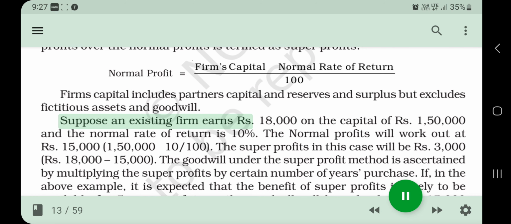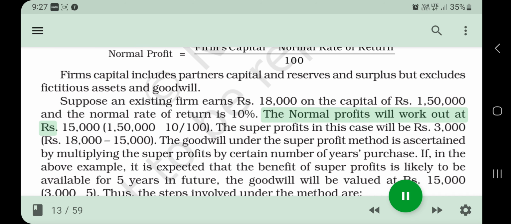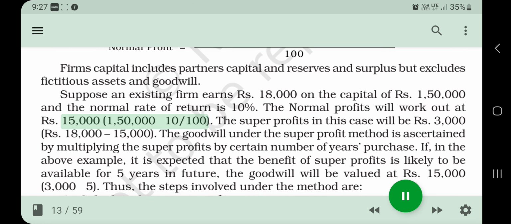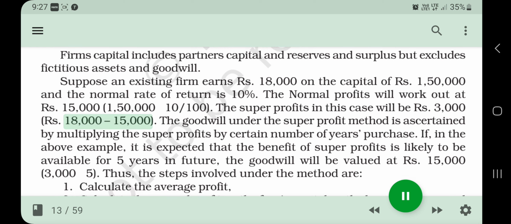Suppose an existing firm earns Rs. 18,000 on the capital of Rs. 150,000 and the normal rate of return is 10%. The normal profits will work out at Rs. 15,000, that is 150,000 times 10/100. The super profits in this case will be Rs. 3,000, that is Rs. 18,000 minus 15,000.